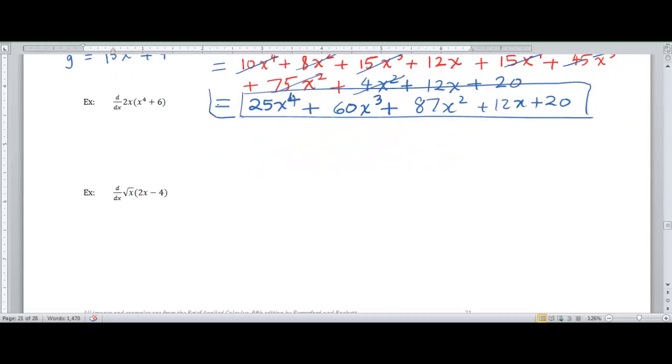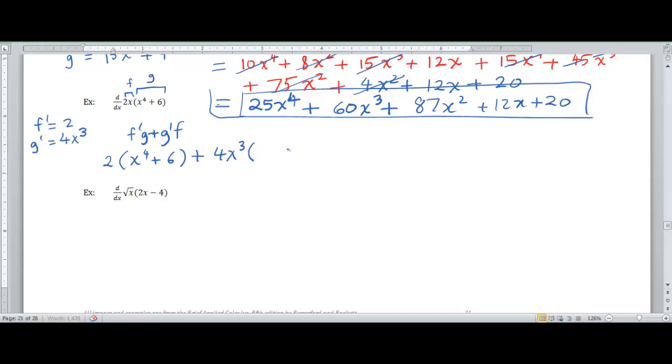Let's do this one. So again, this is f and that's g. F prime is 2, and g prime is 4x to the 3rd. F prime g plus g prime f. F prime, as we said, is 2, times x to the 4th plus 6. G prime is 4x to the 3rd, times f, which is 2x. So this becomes 2x to the 4th plus 12 plus 8x to the 4th, which is 10x to the 4th plus 12.